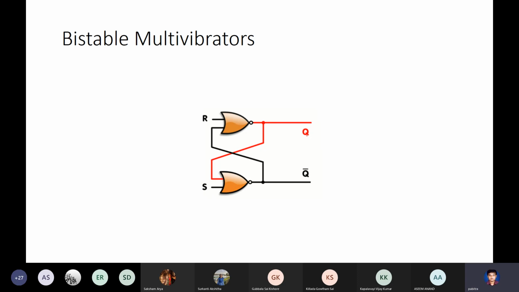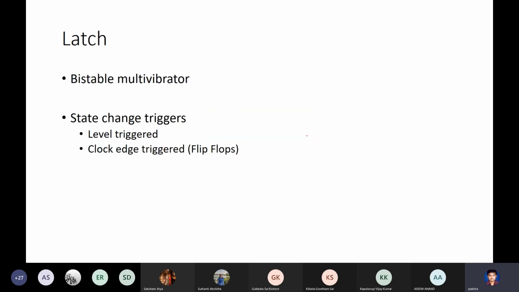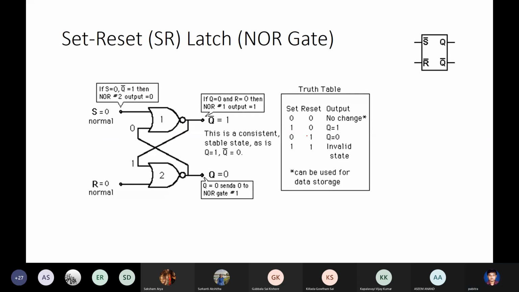Okay, so let us write this down as a truth table. We call these set and reset. If the set and reset, S and R, are both 0, there is no change in the output. It is for data storage. When set is 1, reset is 0, Q is 1. Set is 0, reset is 1, Q is 0.